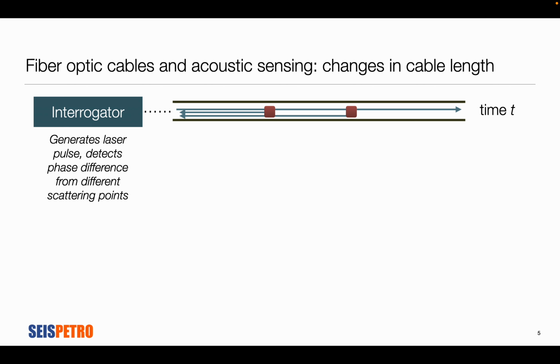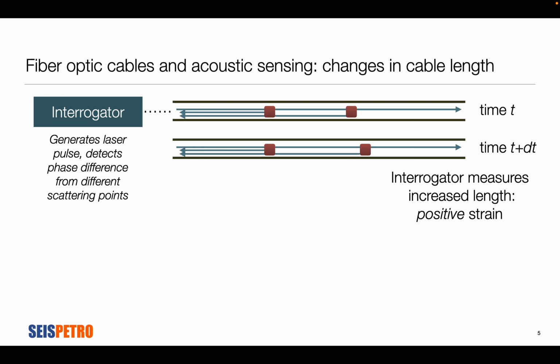And that energy takes a certain amount of time to return to the interrogator. What's important here is the difference in time for those two pulses which are backscattered from each of these individual scatterers. It depends on the distance between the two scatterers as well as the speed of light. So now the important point. Imagine that we go onwards in time by some small amount dt, and the fiber optic cable gets a little bit longer. Again, maybe there's some motion caused by the formation of a hydraulic fracture nearby.